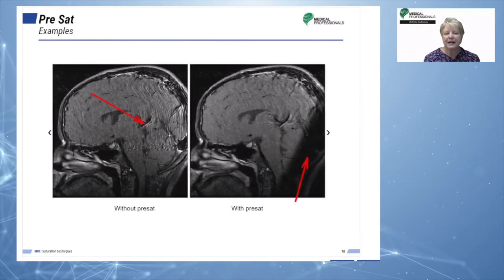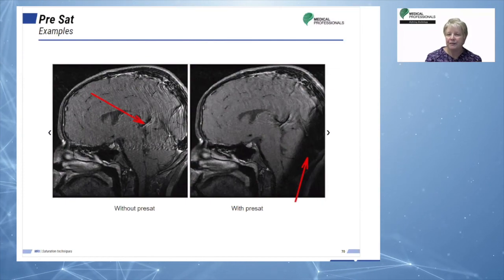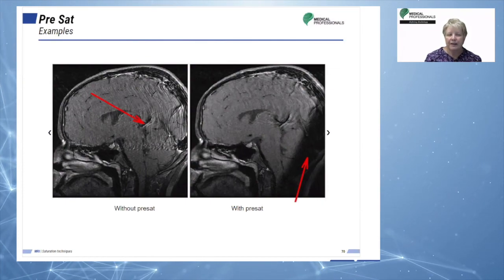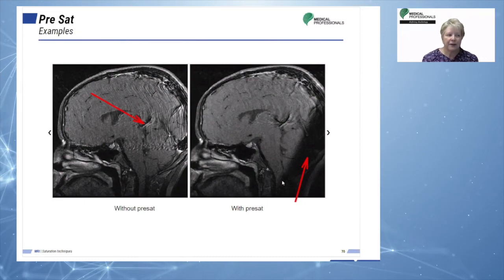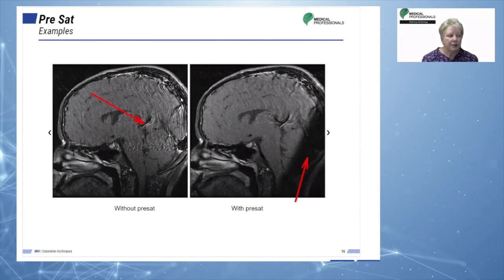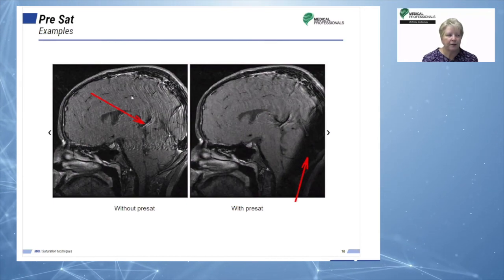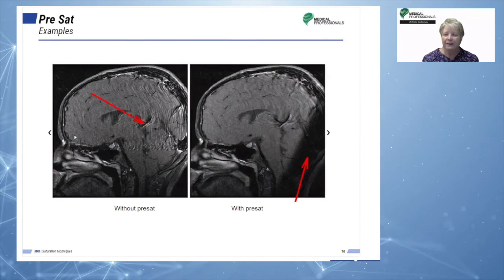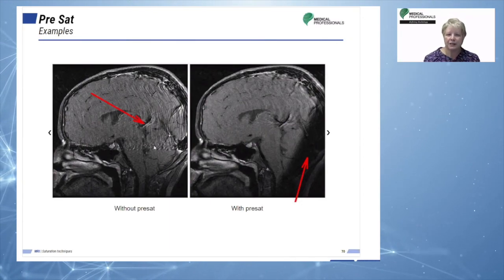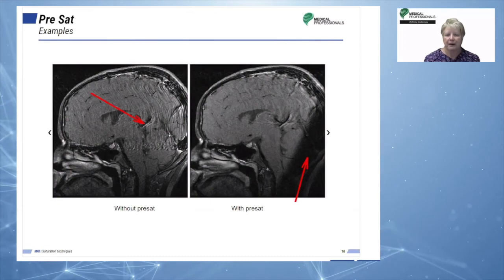Here we have an example of using saturation bands to eliminate involuntary motion. The venous flow in the back of the brain is causing an artifact on the first image. Without the saturation pulse, we can see the artifact the entire way through the brain. This is caused by the pulsation of the venous anatomy, the venous flow in the back of the head.